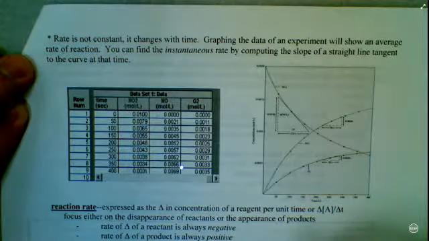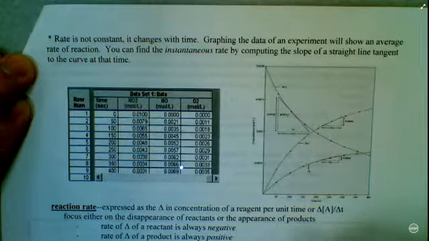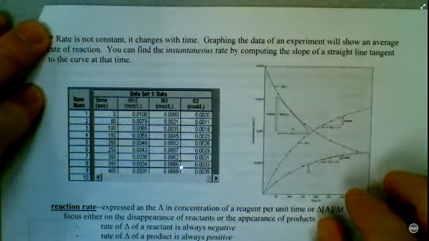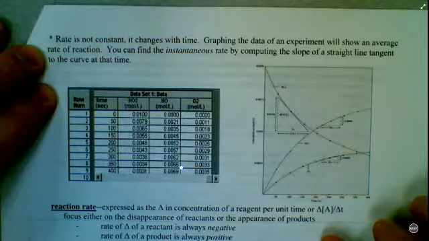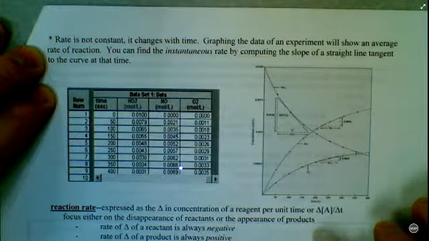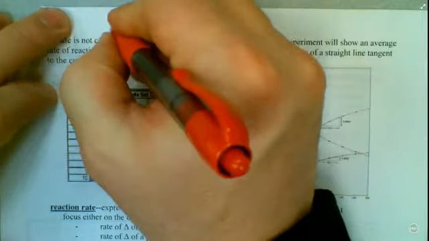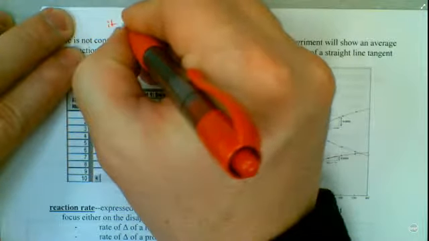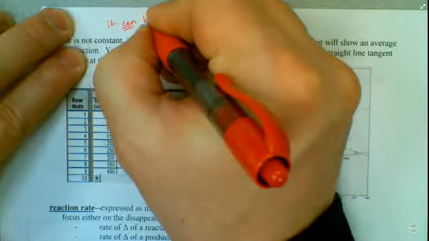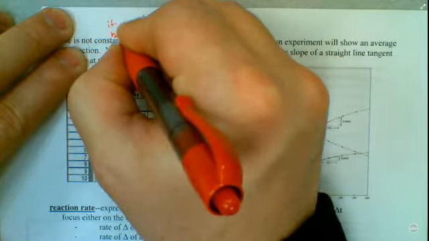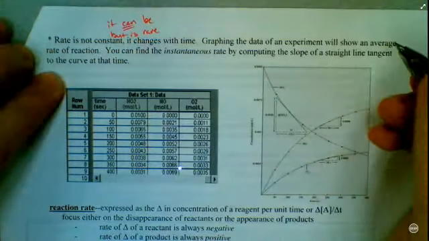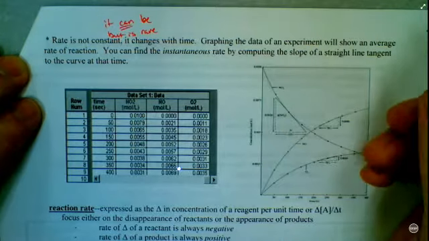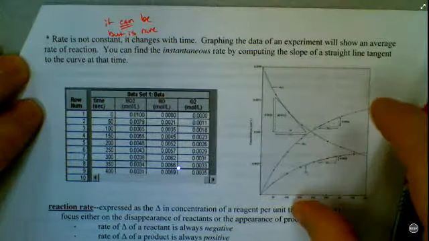So rate is not constant. Luckily, we won't be doing too much of this difficult stuff, but we do need to know that rate is not constant. Well, it can be, but you guessed it, it's rare. Rate can be constant, but it's really, really rare. So for our purposes, rate is not constant.